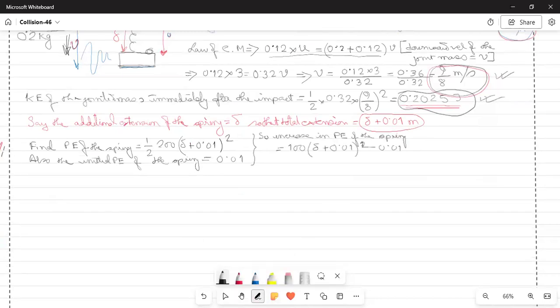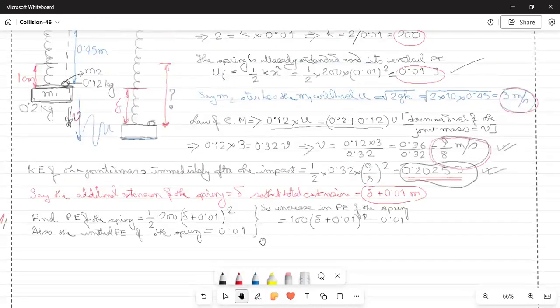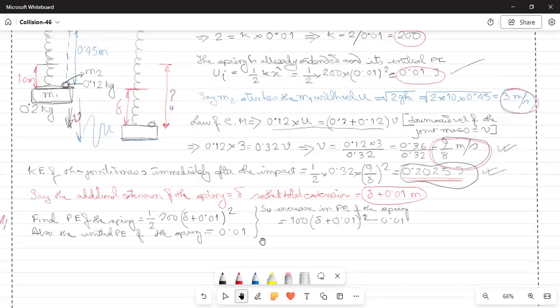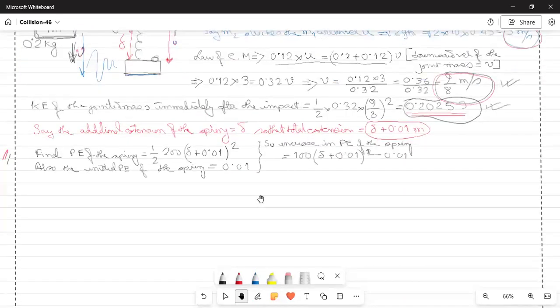This is the one way this kinetic energy will be spent. There is another way the kinetic energy will be spent. Mind it. When this joint body drops by delta towards the earth, then there is a loss of gravitational potential energy also. That also we need to consider.